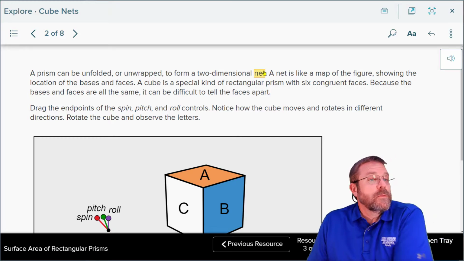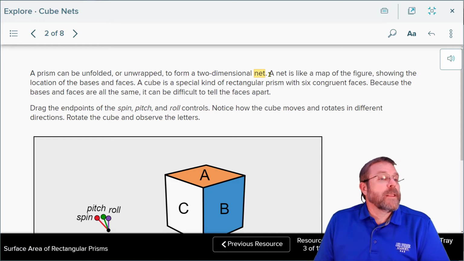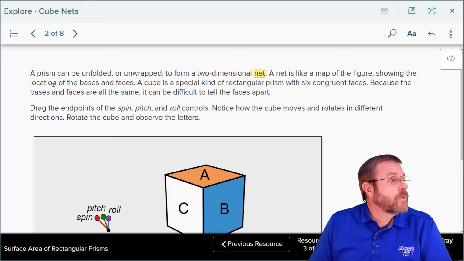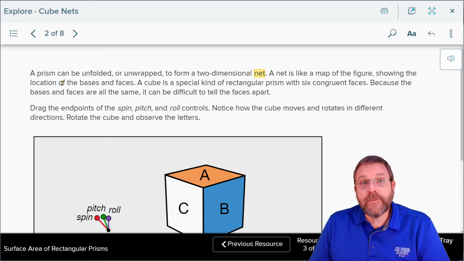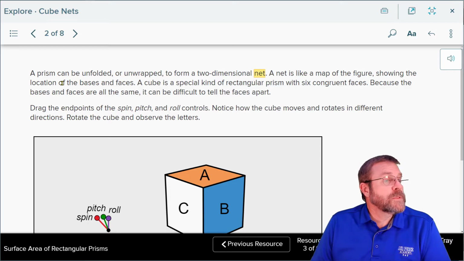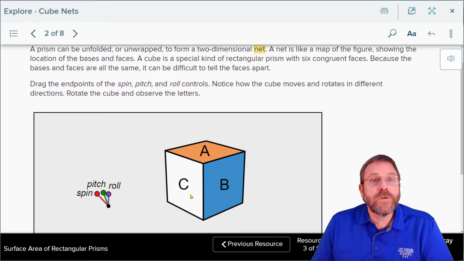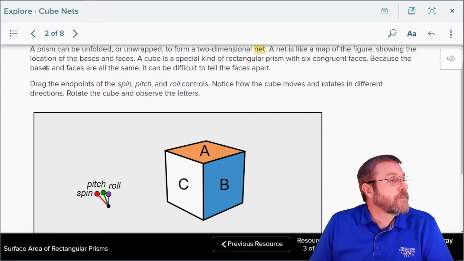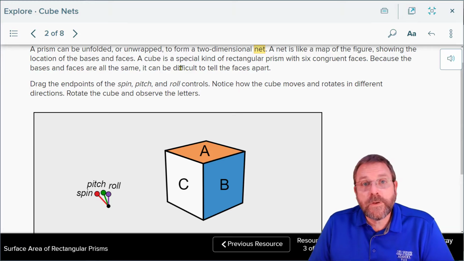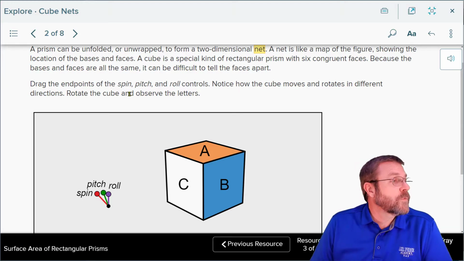The net is like a map of the figure showing the location of the bases and the faces. A cube is going to be a special type of rectangular prism with 6 congruent faces. Every side of that cube is going to be the same exact size. Because the bases and the faces are all the same, it can be difficult sometimes to tell the faces apart when you're dealing with a cube.